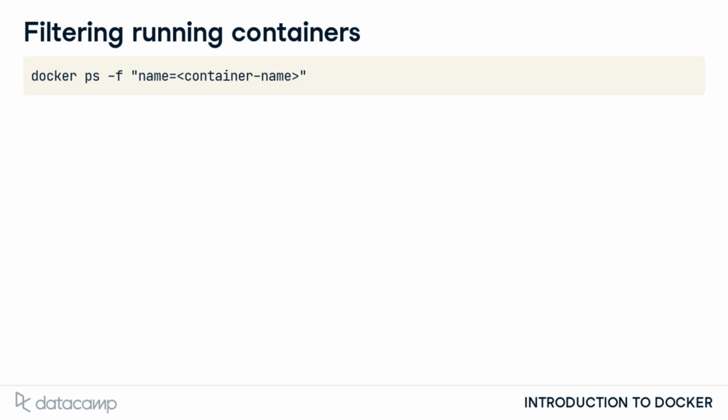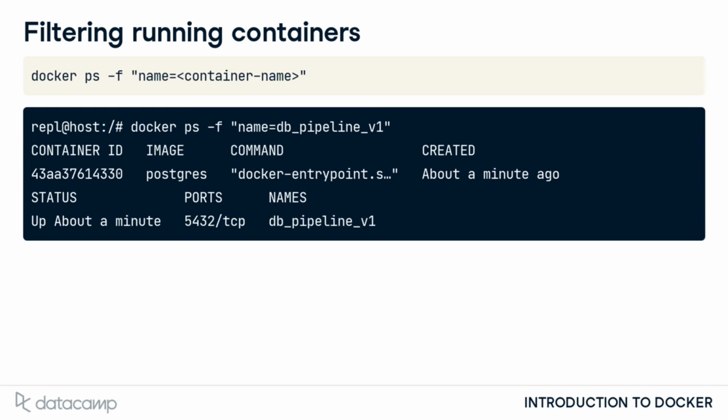When using docker ps with so many containers that even naming them doesn't allow us to find them, we can use docker ps with the -f for filter flag to find a specific container. For example, docker ps -f followed by, in quotes, name=db_pipeline_v1. This will show you only the details of containers with the name you specified in the filter.